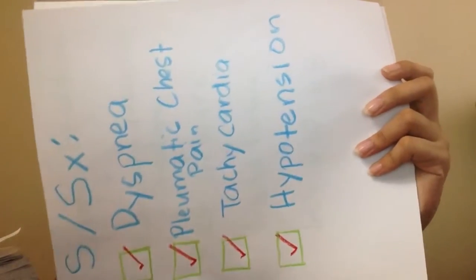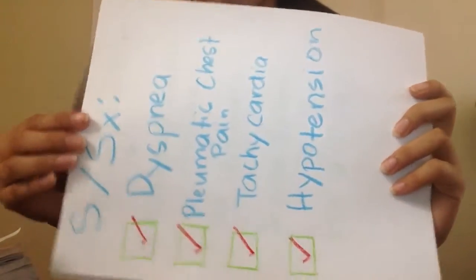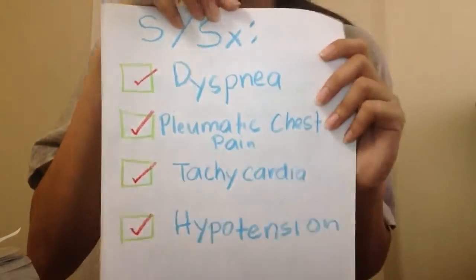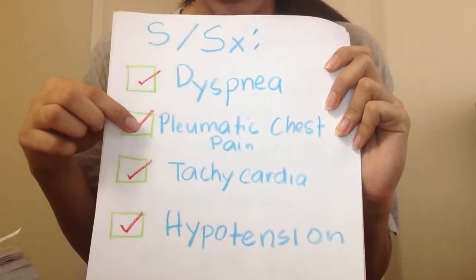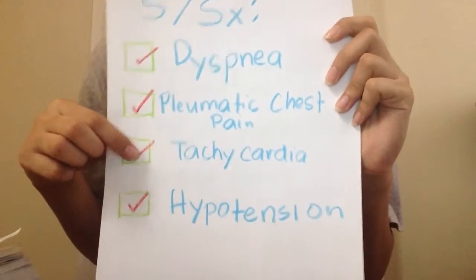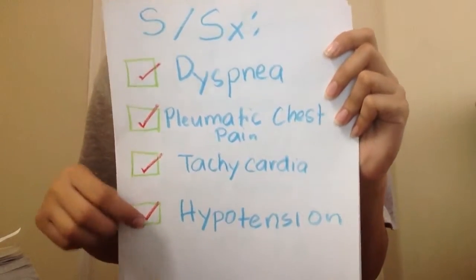So next we are going to discuss the signs and symptoms of pulmonary embolism. First, we have dyspnea, then pleuritic chest pain, tachycardia, and hypotension.